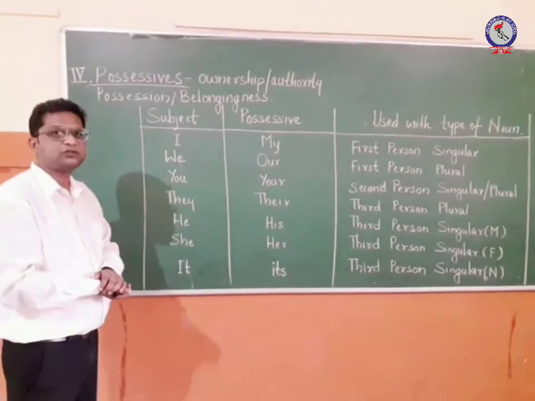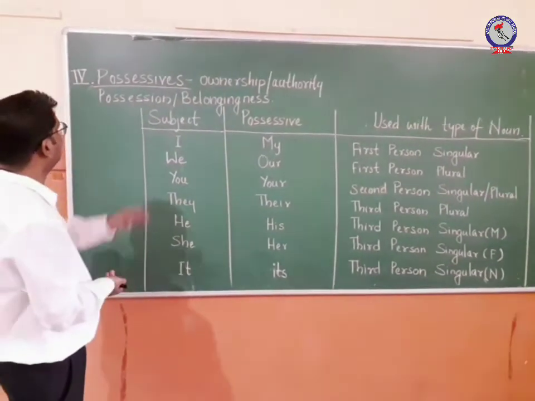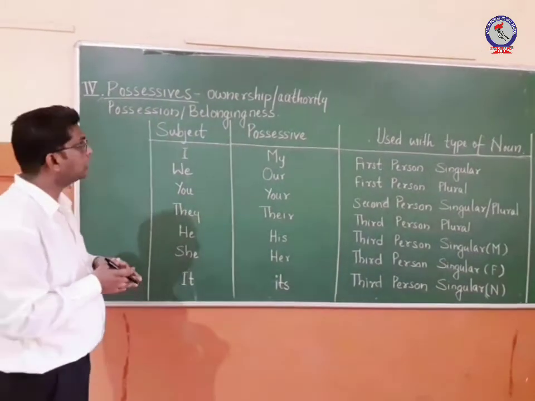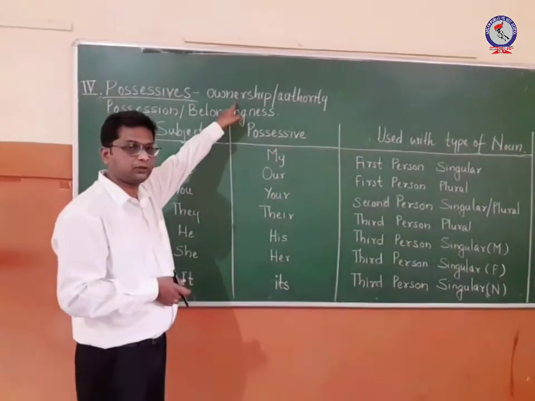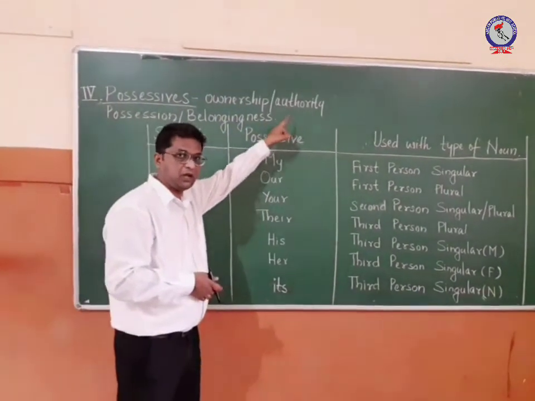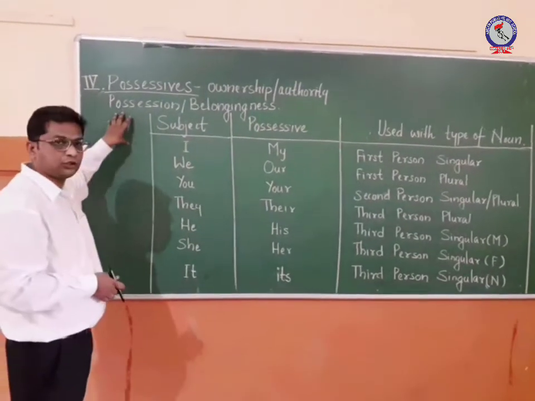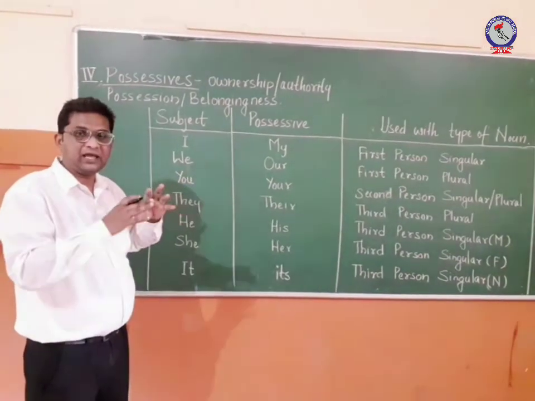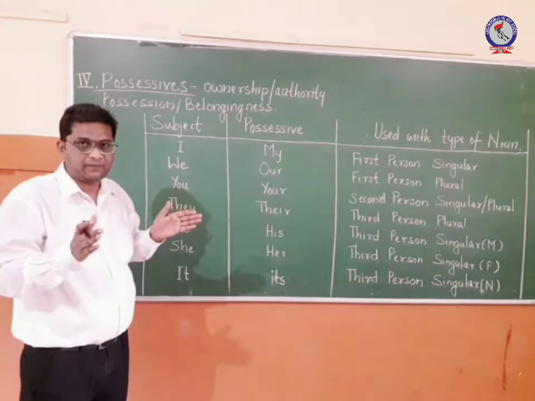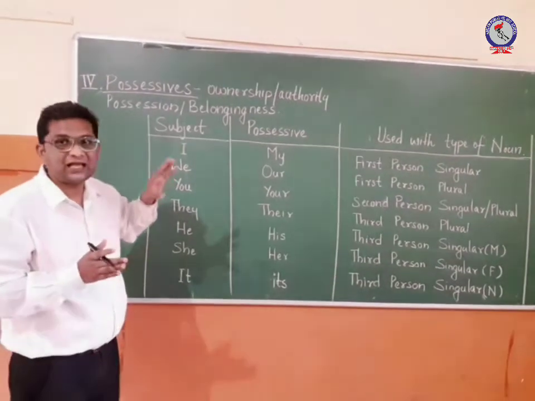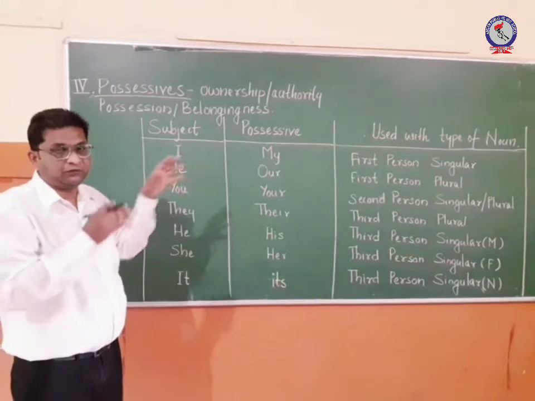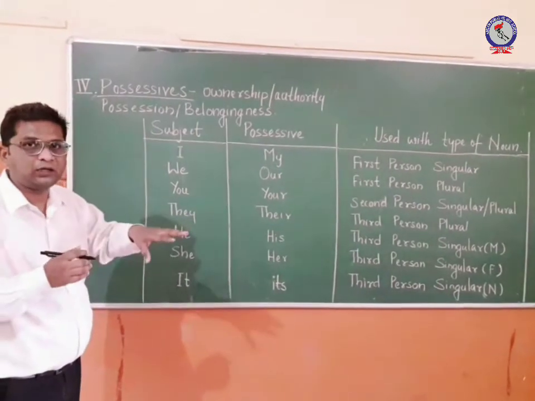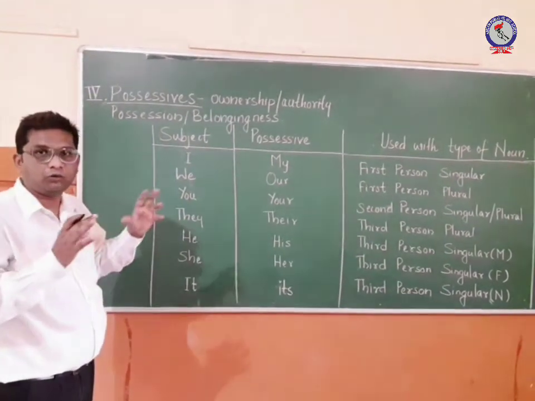We will see the fourth type of determiners, that are possessives. Now this type of determiners shows us the ownership or authority. It shows us the possession or belongingness. That means any object, whom does that belong to? It will give us the description of whose authority is over any particular thing or ownership.